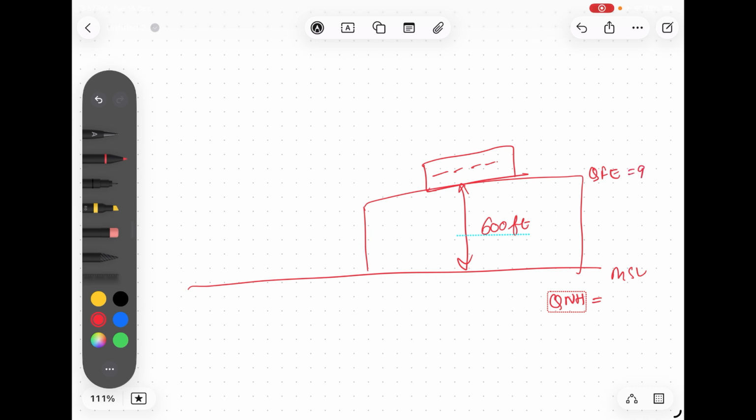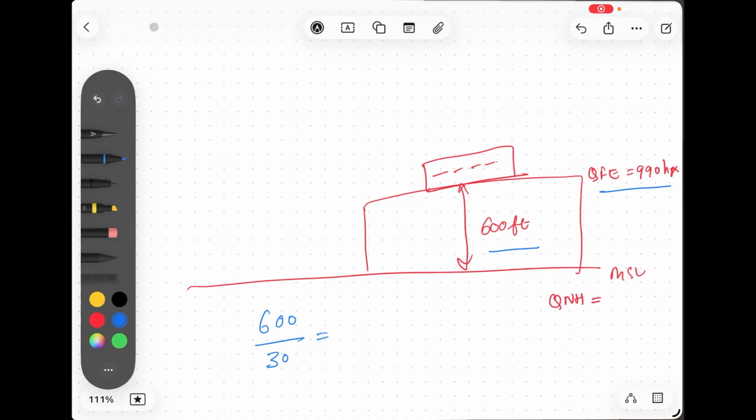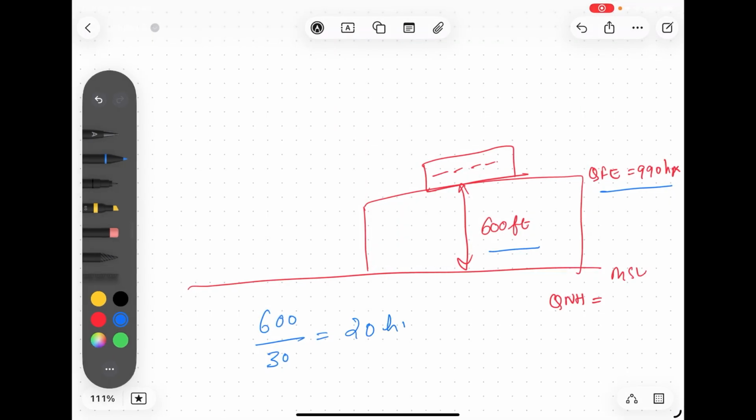QFE is given to be 990 hectopascal, right? So now we need to find the QNH. How will we find? We know what is QFE, we know what is this. So we can just simply calculate how many feet are there. So 600 by 30 will give me a value which is 20 hectopascal.